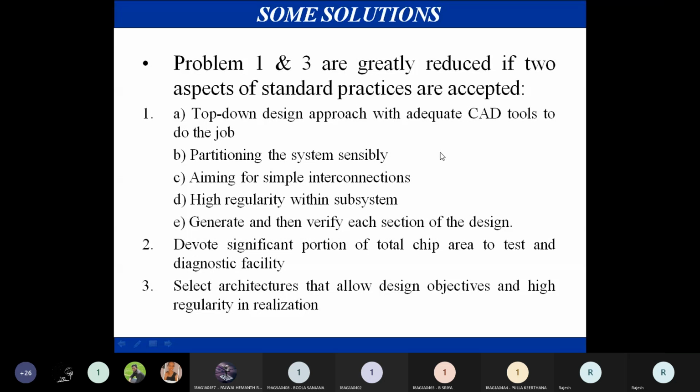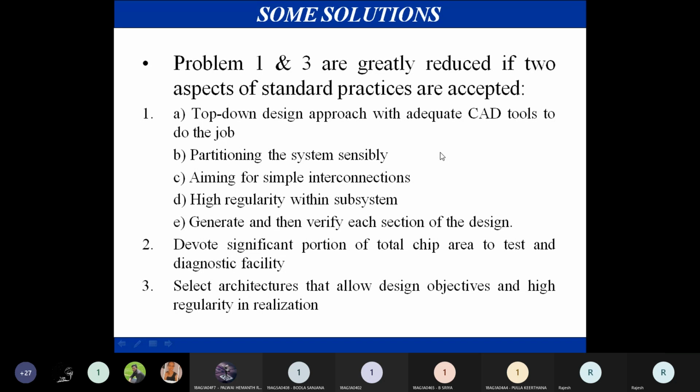So your design must go for a top-down design approach, and you have to partition the system sensibly. What does sensibly mean? Which systems must be placed at what position so that delays are less, aiming for simple interconnections, going for high regularity within subsystems, and generating and then verifying each section of the design. So even if you have analyzed your top module in terms of subsystems, they must be verified for each section, with high regularity within the subsystems and simple interconnections.